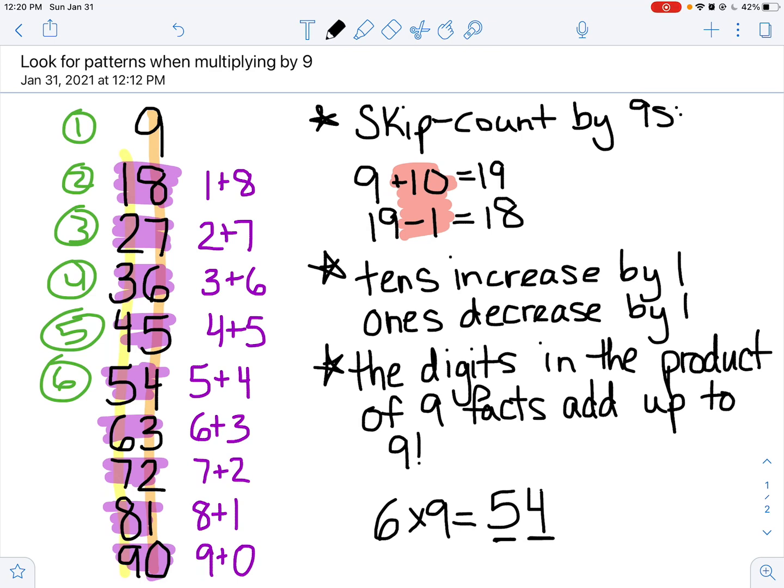So that's another nice little pattern or trick to recognize as a way of checking yourself. If you get a product to a nines fact, add the digits together to make sure they equal 9. If they don't, you know you've made a mistake. If they do, chances are you're correct. Pretty neat, isn't it?